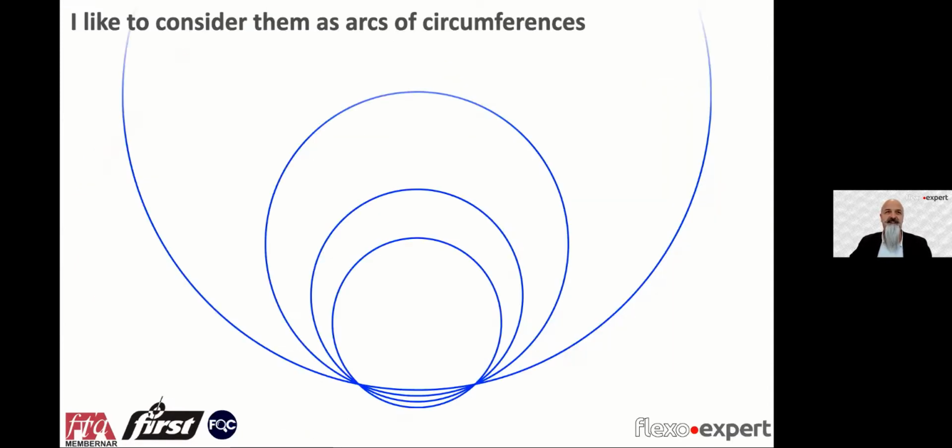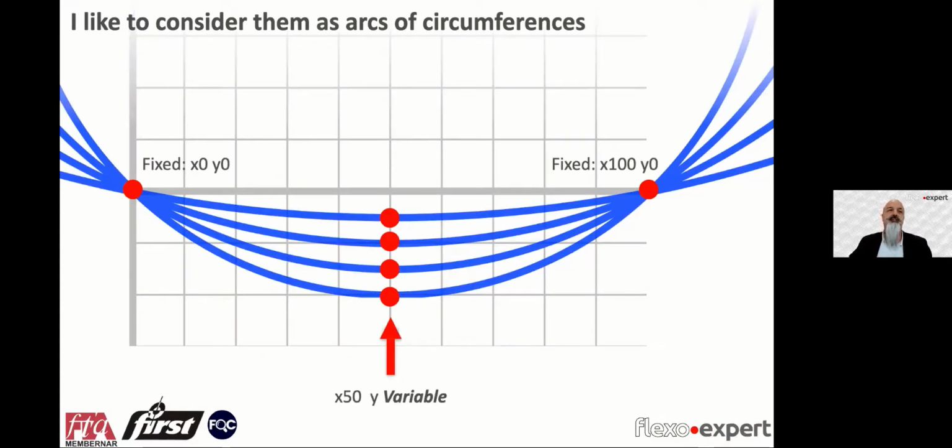And I like this because it is convenient to think that these curves are actually arcs, because an arc is very easy to calculate. It is the portion of the circle that passes by 3 points. Thanks to Euclid for suggesting, okay? And two of these points are fixed and known. It is x0, y0 and x100, y0. So I just need to determine the position of the third point to calculate the complete circle.